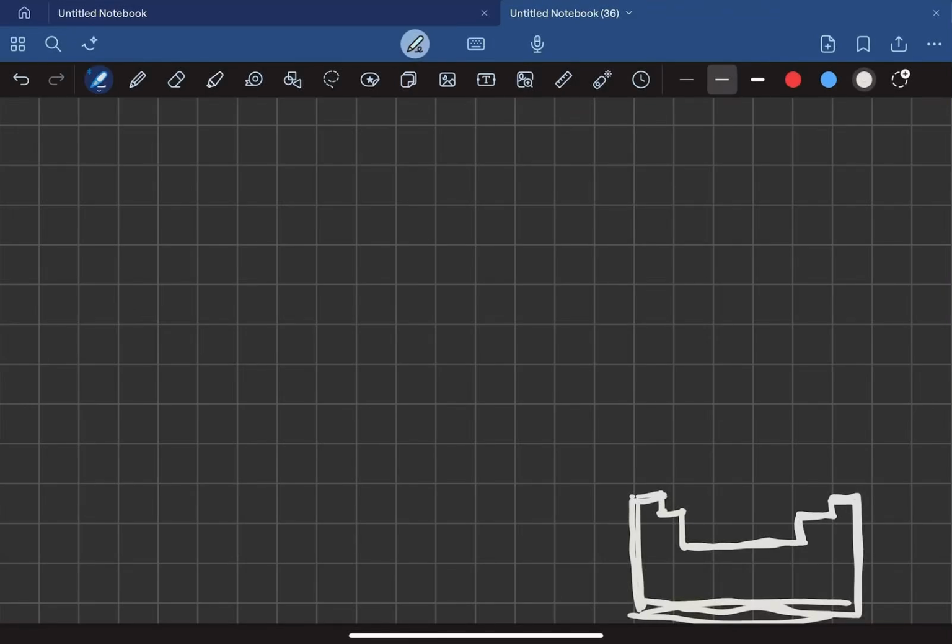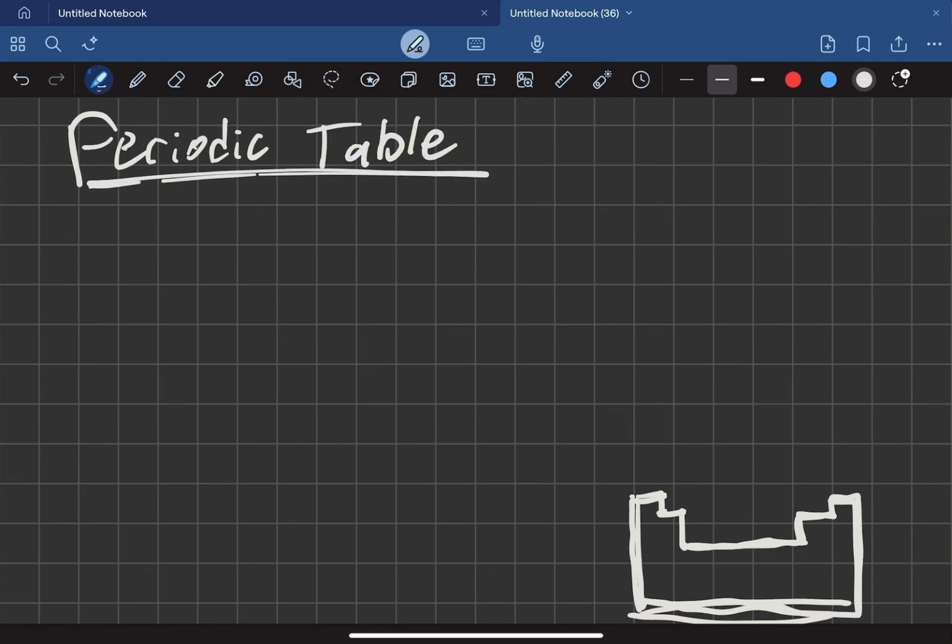So in this video, we're going to go over the periodic table. So what is the periodic table? The periodic table is just the table that has all of the elements on it. So it's just a chart with all the elements. But it's not just that. It's the chart with all of the elements that tells you about those elements.